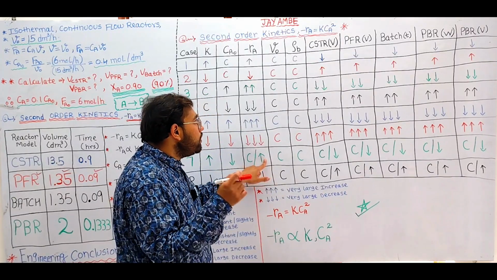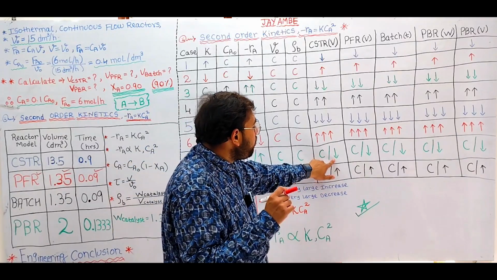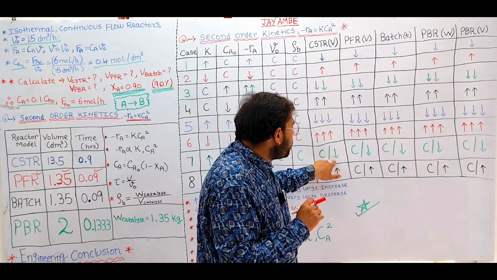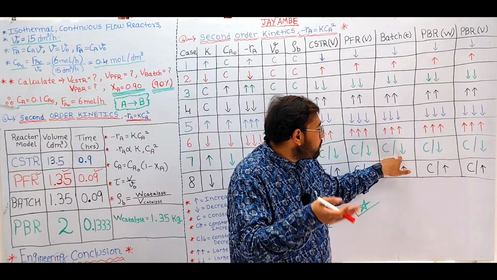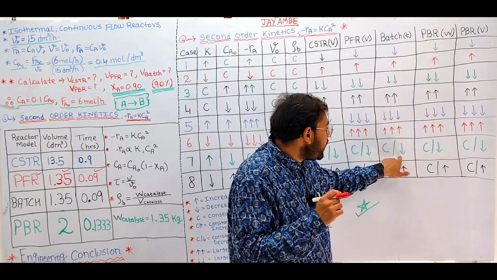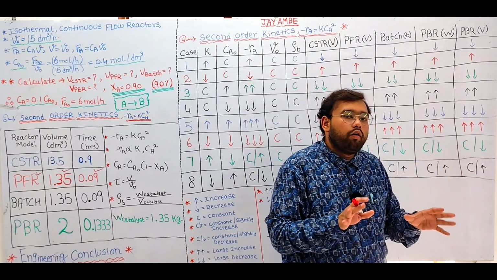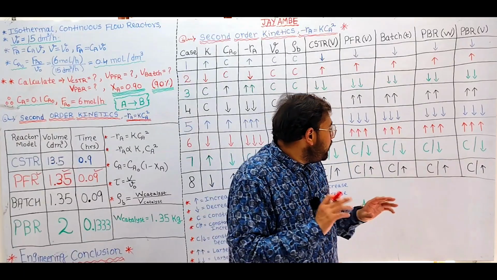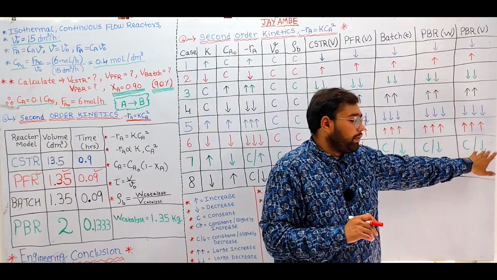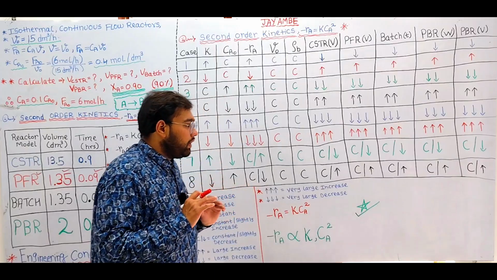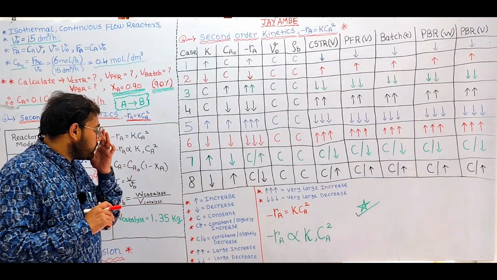Due to which there will be a slight decrease in the requirement of the reactor volume, okay? The reaction time will also decrease slightly, the requirement of the weight of the catalyst will also decrease slightly, and the volume of the PBR reactor will also decrease slightly. I hope up to here you have understood, right?